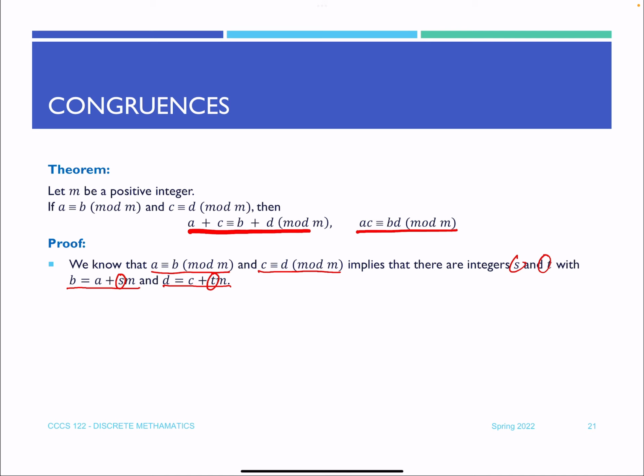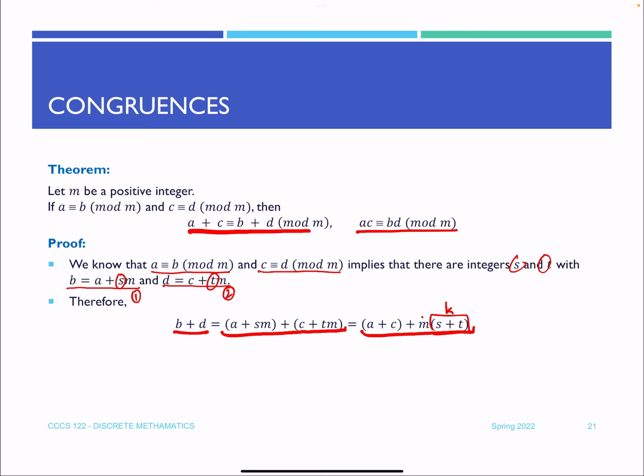Now that we have converted these two congruences into two equations, we now have more tools, more options on our hands. What we can do is add these two equations, call them 1 and 2. We can add them together, and that gives us b plus d on one side and a plus sm plus c plus tm on the other. Then we can move things around and change it to this, which is basically to say that b plus d is equal to a plus c plus some integer multiple of m. This s plus t term is basically equal to that k integer that you saw previously. And so that proves this congruence up here.